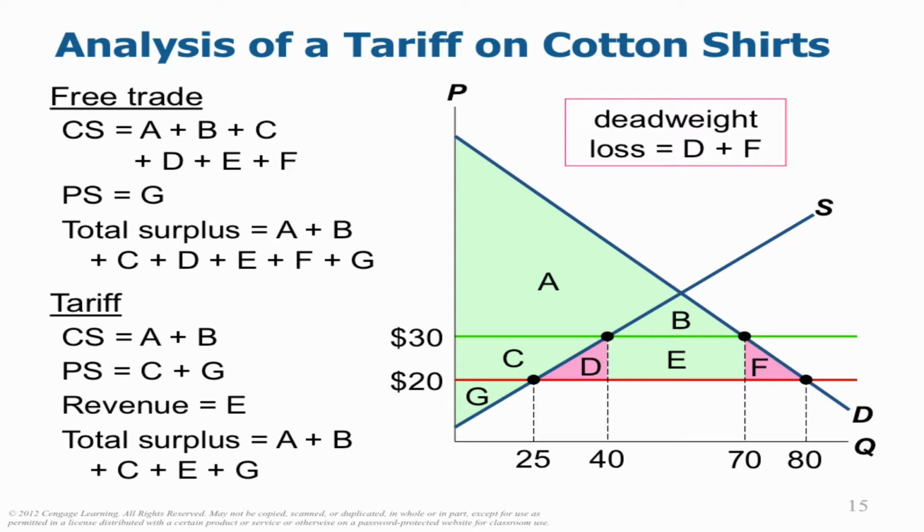It's loss. Because, guys, we did it in that order for a reason. When the price was 20, when we had free trade, all of this that is colored was total surplus. When we raised the price, we decreased consumer surplus to AB. We increased producer surplus to CG. We had additional revenue of E. And we lost D and F.